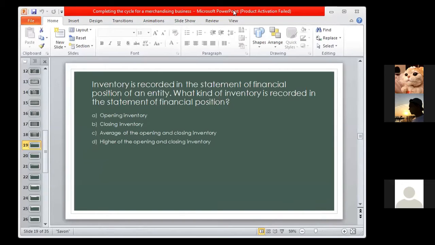So, inventory is recorded in the statement of financial position of an entity. What kind of inventory is recorded in the statement of financial position? A, opening inventory. B, closing inventory. C, average of the opening and closing inventory. D, higher of the opening and closing inventory. Okay, ano sagot dyan? Chat mo na lang.